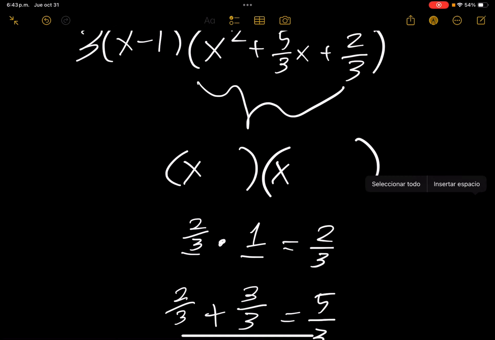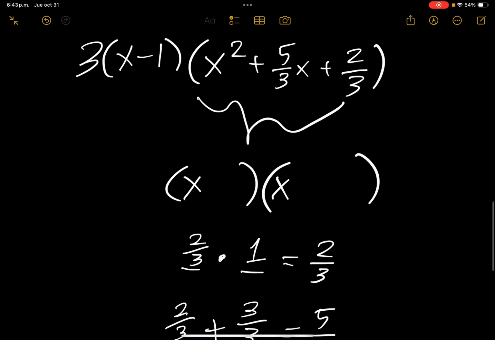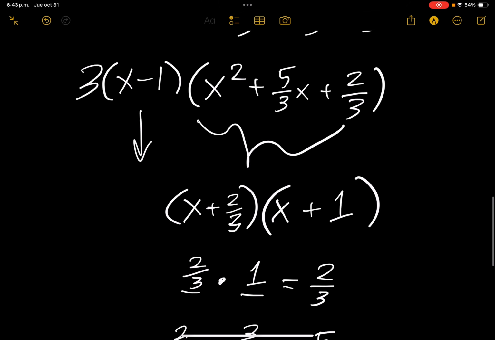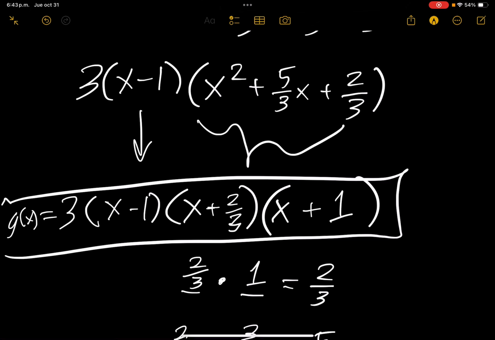And we go, is this minus? Plus. 2 over 3 plus 1. And then we bring down these parts because they're still a part of it. And we have just written G in terms of its linear factors.